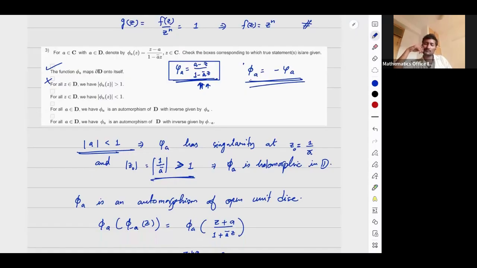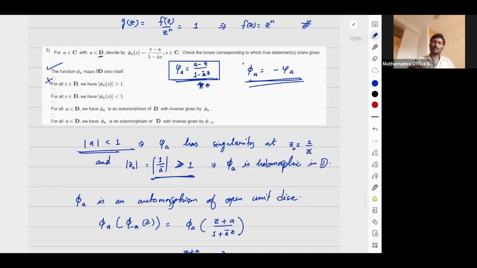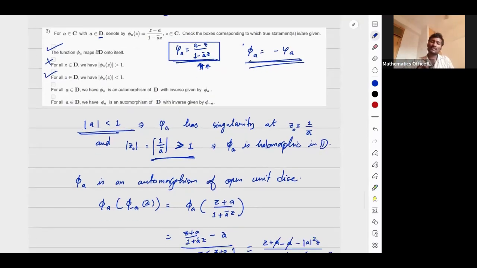Let's see the third part. For all z belonging to D, we have phi of z. So this disk is the open disk, and this option is correct. The open disk goes to the open disk. Whenever required, the closed unit disk, D bar, will be given explicitly. So no problem, we will understand that D is the open unit disk. Del D will be the unit circle, which is the boundary of the open unit disk. So this is correct. The open disk goes to the open disk, so it is less than 1.